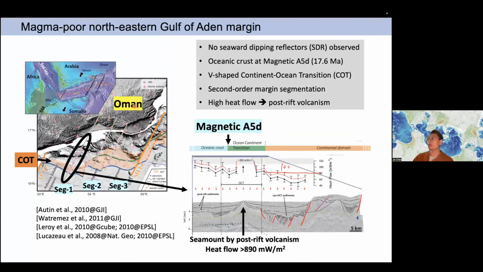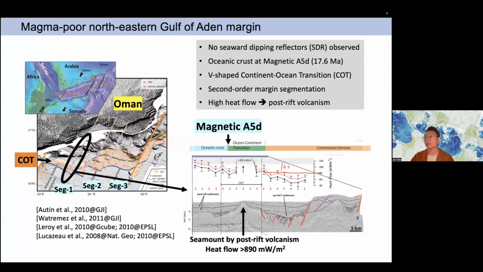In this area, there are already a lot of geophysical surveys. First, in this seismic reflection profile, we do not see seaward dipping reflectors, SDR. That means this is not a typical magma-rich margin. From the magnetic data, we can determine the occurrence of oceanic crust, at magnetic anomaly A5D at about 17.6 million years.